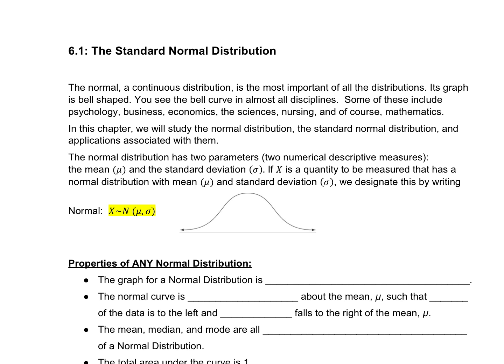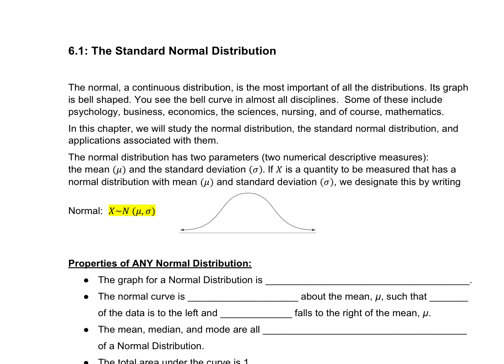And so that's why it's really important. Whenever you take statistics for those classes, a lot of times this is a very large portion of that class. So we're going to be talking about the normal distribution, the standard normal distribution, they're slightly different, and the applications associated with them. It has two parameters, so two pieces of numerical information that you need to know.